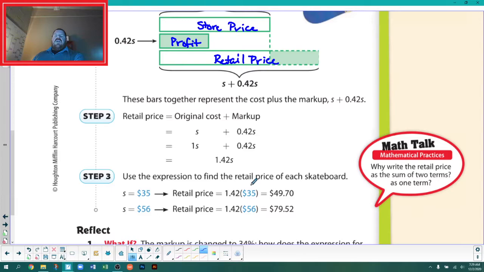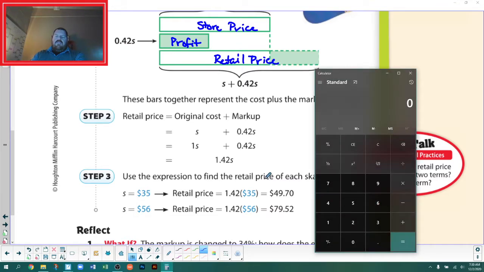If we use that expression to find the retail price, we're going to take our $35 and multiply it by 1.42. 1.42 times 35, I do get $49.70. So for the cheaper of the two skateboards, this is the price that I'm going to put in my store so that I know that I get a 42% profit on it.